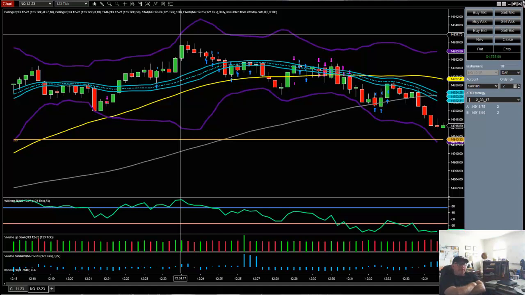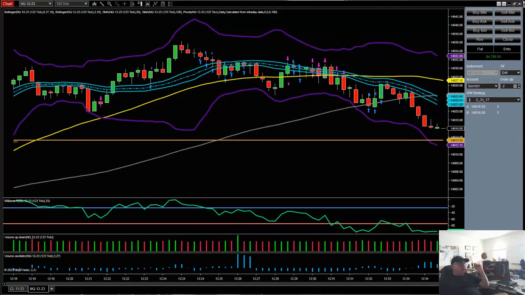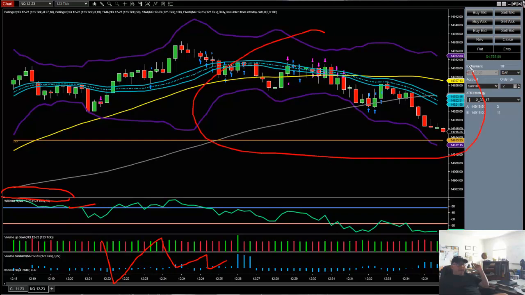Before I went to Apex, I had simplified my charts down to the point that I only had one indicator on them. I took everything off, and I just have Williams percent R and a couple of volume figures here.